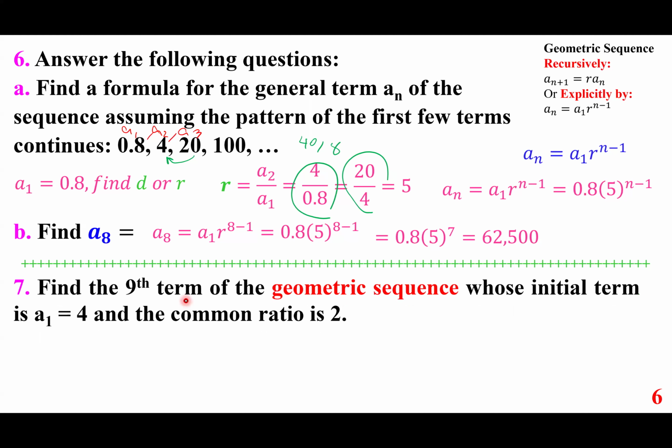Find the ninth term of the geometric sequence whose initial term a sub 1 equals 4 and the common ratio is 2. So obviously we're going to use this formula. Replace the a sub 1 with 4 and r with 2 and n with 9. That's all.